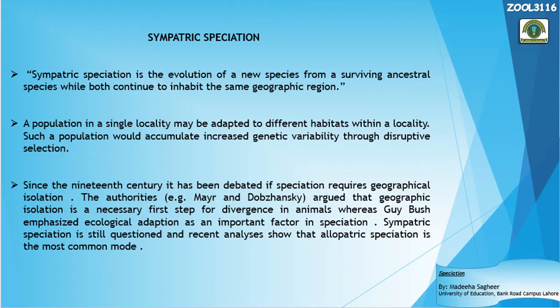In sympatric speciation, the area is the same, but a group of individuals of a population is subjected to different adaptations to their habitats. What is ecology? Ecology is the relationship of an organism to its environment. So the individuals that adapt themselves according to their environment become, with the passage of time, different from the parent population. So ecological adaptation is also very important in the formation of a new species.